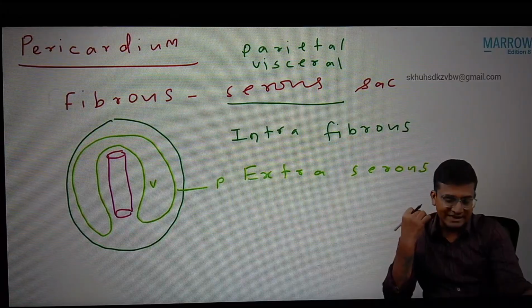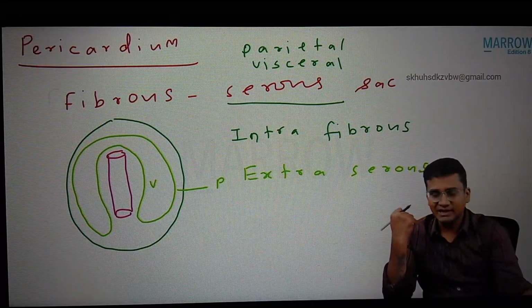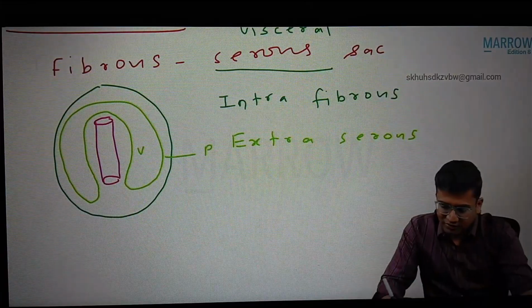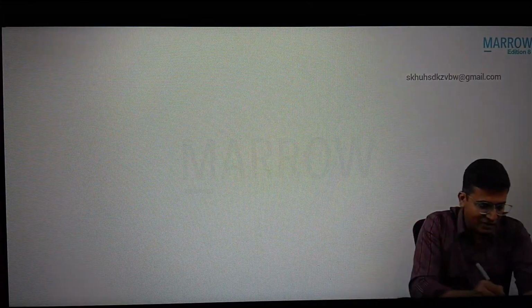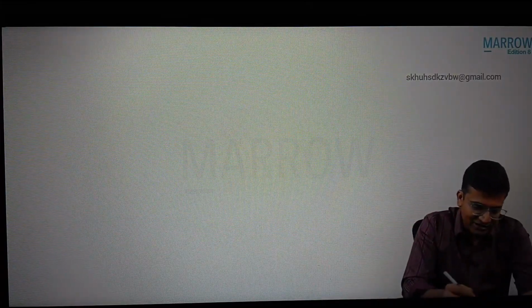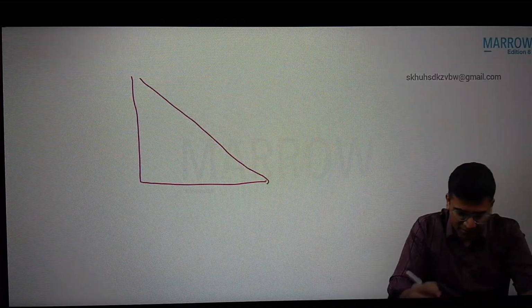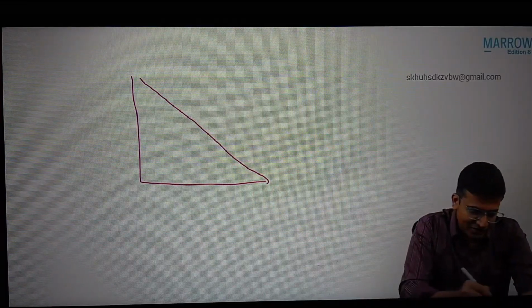Now this is a basic idea about the fibrous layer and the serous layer. Now we're going to see these two layers in detail. First, we're going to see the fibrous layer. Now we're going to draw one diagram. This is our heart, a line diagram, and here we have the superior vena cava.